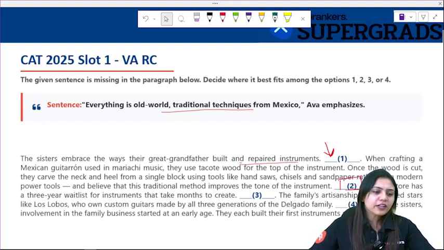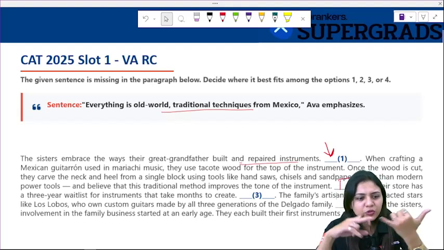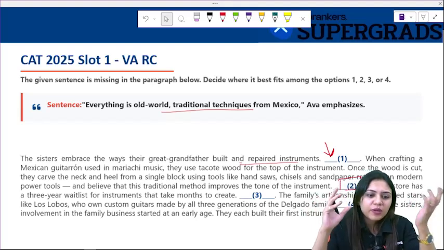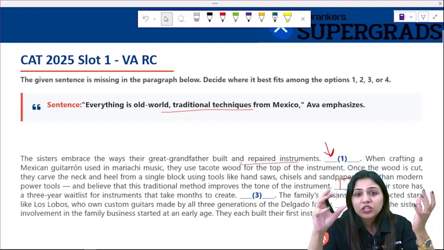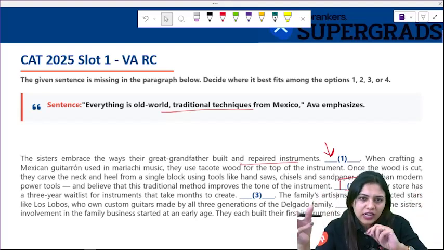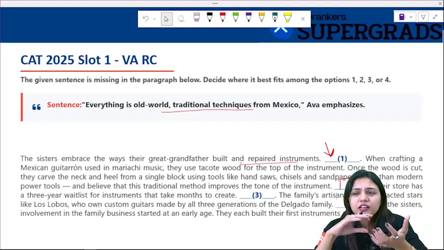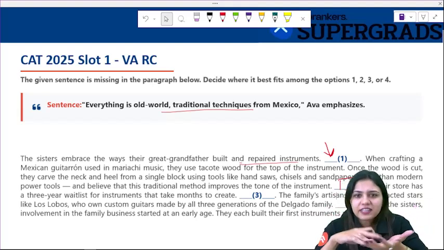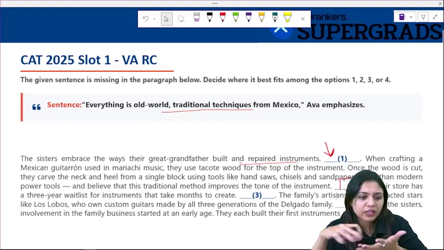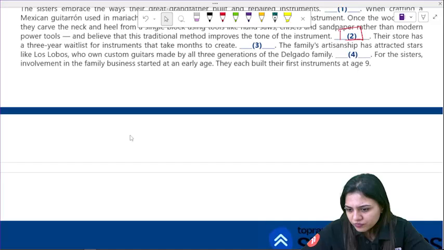Now, one more thing that you need to keep in mind: if you see any particular blank not adding new information, you need to be careful about smoothly transitioning and entering into another paragraph. You need to find the place exactly where it smoothly transitions the paragraph into something new. Okay. Now, moving to the next question.